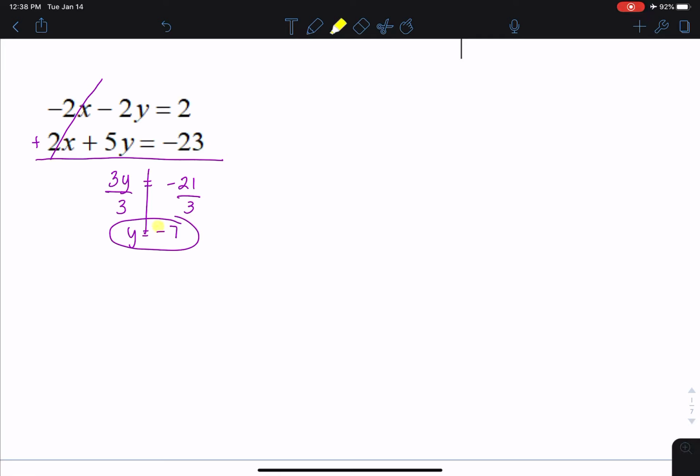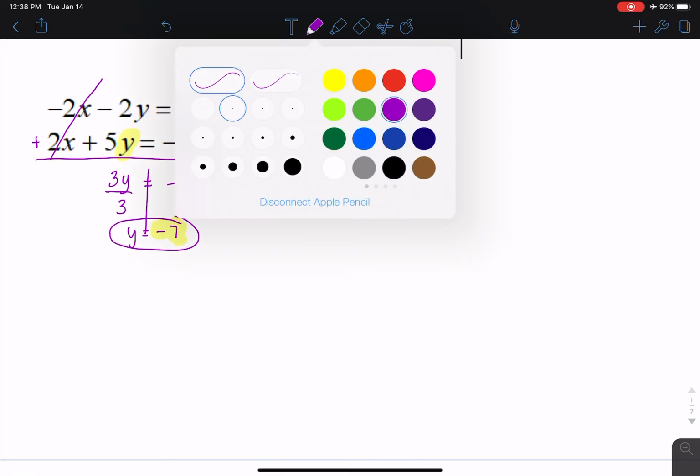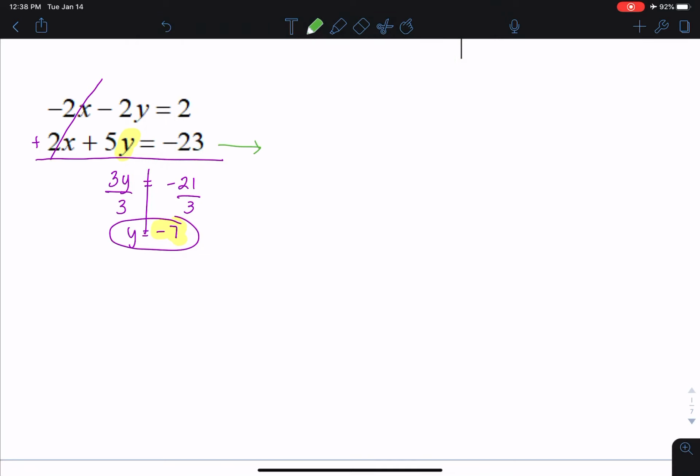But now I'm going to highlight. I'm going to put that negative 7 into my equation of choice. I'm going to choose the second one because it's more positive numbers. When I rewrite that, I have 2x plus 5, instead of y, I'm using negative 7 equals negative 23. All right. 2x. 5 times a negative 7 is a negative 35. Equals negative 23. Add 35.